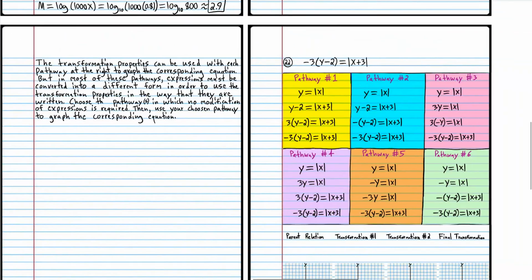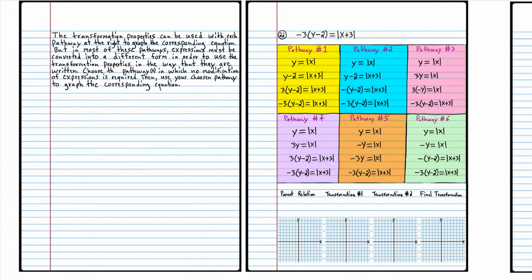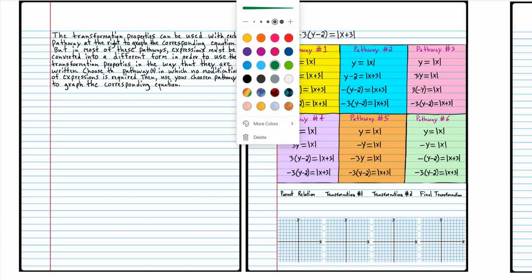Okay, so go ahead and try number 22. And as soon as you find a pathway that works, you can use that pathway. You don't have to check every single pathway. So try number 22. When you come back, we'll do it together. Okay, we're back.